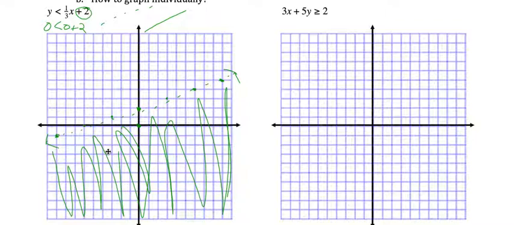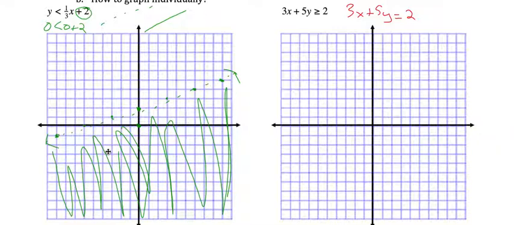What I'd like for you to do is try this next one. Again, you are really just pretending that this equation is 3x plus 5y equals 2. You're doing the same steps, and then again, it's just the two decisions at the end. Do I do a dashed line or a solid line, and do I shade above or below the line? Pause and try to do that.